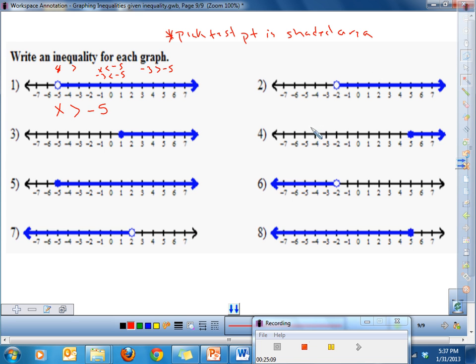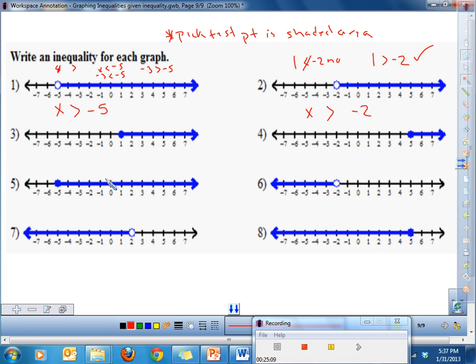Alright, let's do another example. Let's take this one. I notice it's an open circle, so I know that it's either going to be less than or greater than. So I'm going to say that x is less than or greater than negative 2, and I'm not sure what to put here yet. So I'm going to pick a test point. I'm going to pick a point like 1. Is 1 less than negative 2? The answer to that is no. So it's not the less than symbol. Let's try greater than. Is 1 greater than negative 2? Yes, that works. So it's a greater than symbol.